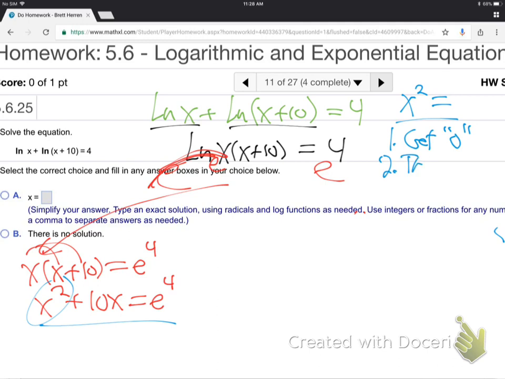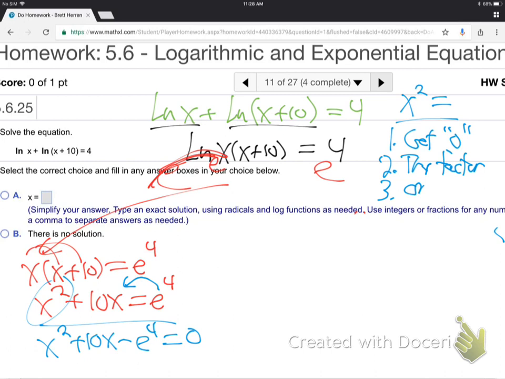And step 2 is you try to factor, like parentheses and all that. But that's not always going to work. Right here, it's not going to work. How are we going to factor e to the fourth? That's totally weird. So let me bump this over. We get x squared plus 10x minus e to the fourth is 0. Now, try to factor. Not going to happen this time.